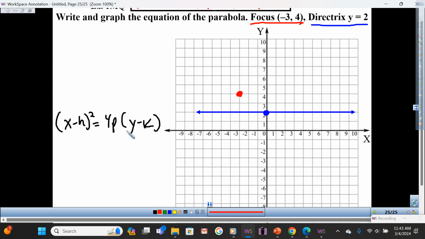And then, before I continue, I go over here and I write F for focus, V for vertex, D for directrix point, and P for the distance between the points. All right, so what do I do next from here? Courtney Jean, pass to someone. Kimberly, what do I do next?